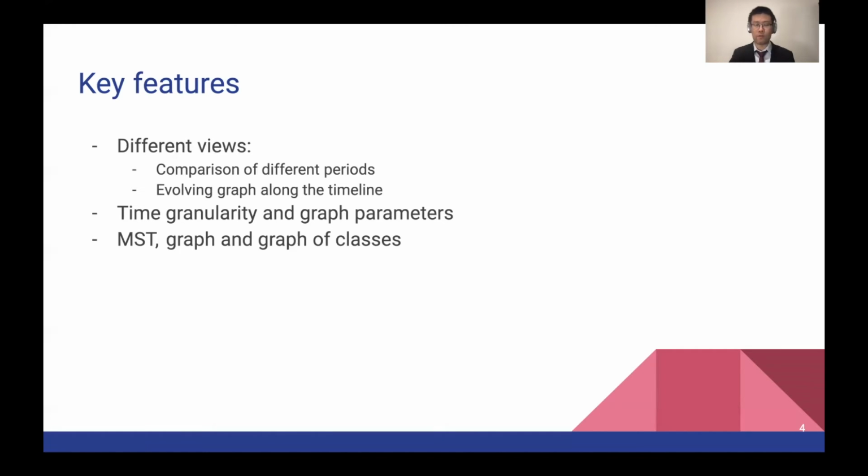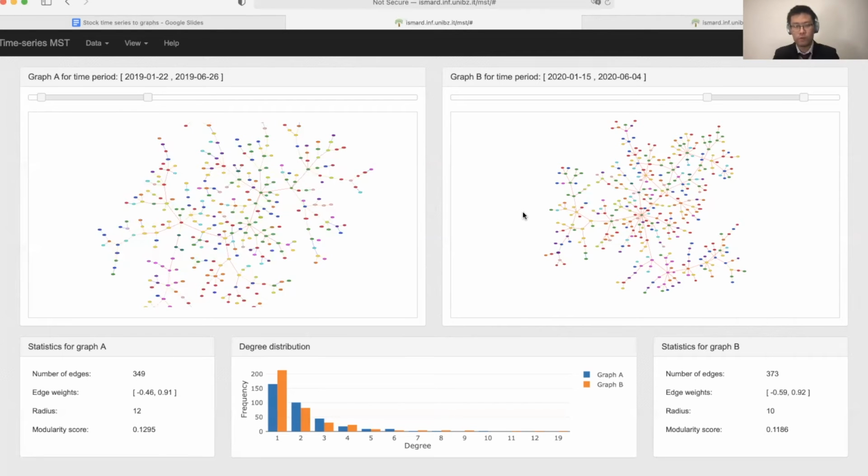Moreover, users can use different granularities, like weekly or monthly values, as well as different parameter values, to understand which is the best combination to make the tree stable and meaningful. Moreover, we offer different semantics: not only the minimum spanning tree, but also the correlation graph can be visualized with our tool. We also visualize the graph of classes, in this case in particular, stock sectors. Now let's move to our demo.